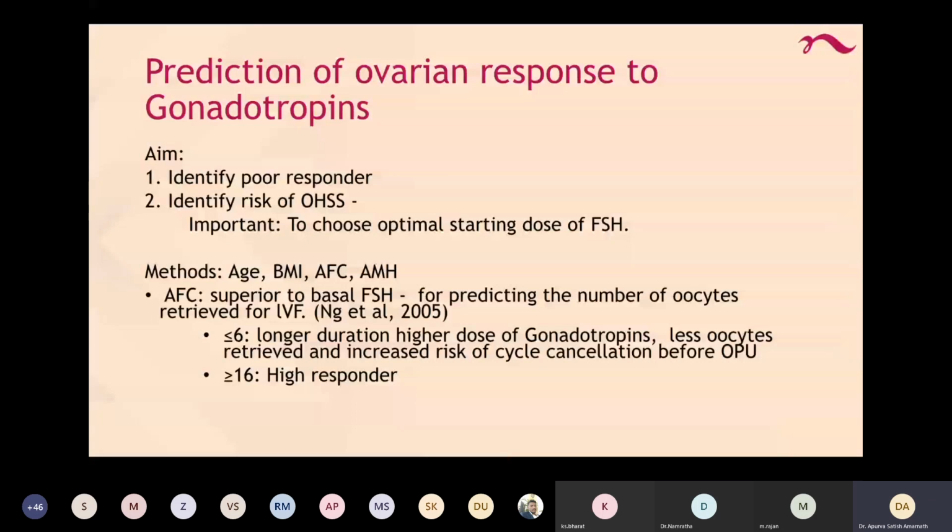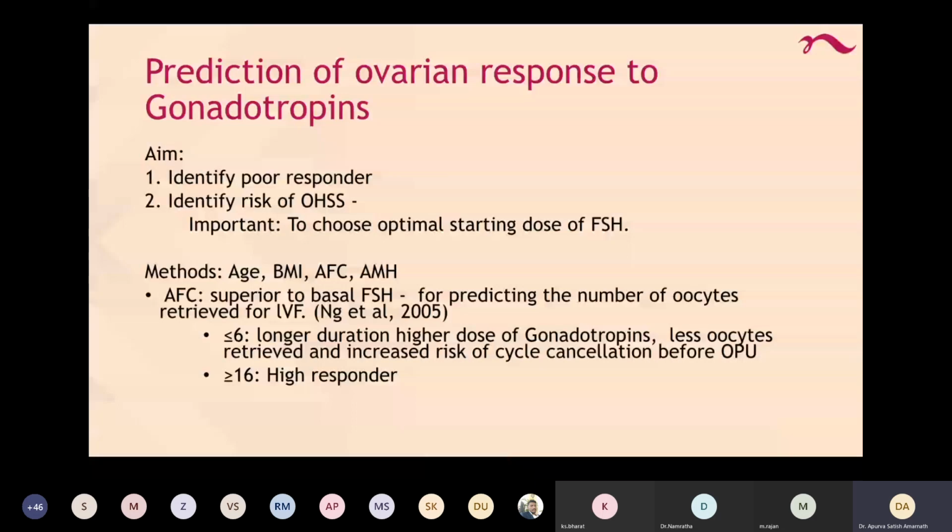So some of the factors that we look at prior to deciding the dose of FSH or starting of HMG: one of the main important determinants is age, then BMI, and AFC and AMH. So AFC, the BMI, and the age are the three important factors for us to decide exactly what the dose is.